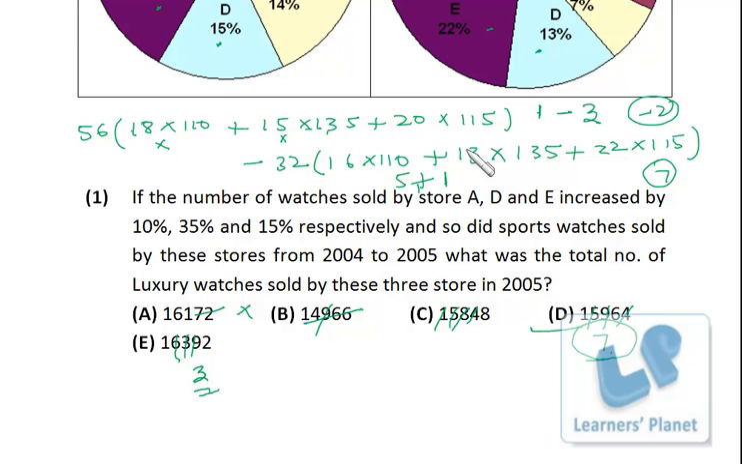Otherwise, if you go for this entire calculation, that will be really time consuming. So if you go by the digital root method or the unit digit method, you can solve this sum in around 1.5 minutes. Otherwise it would take more than 3 to 4 minutes.